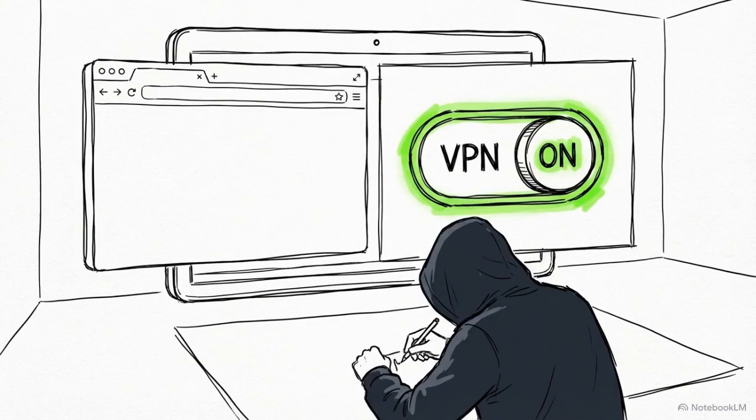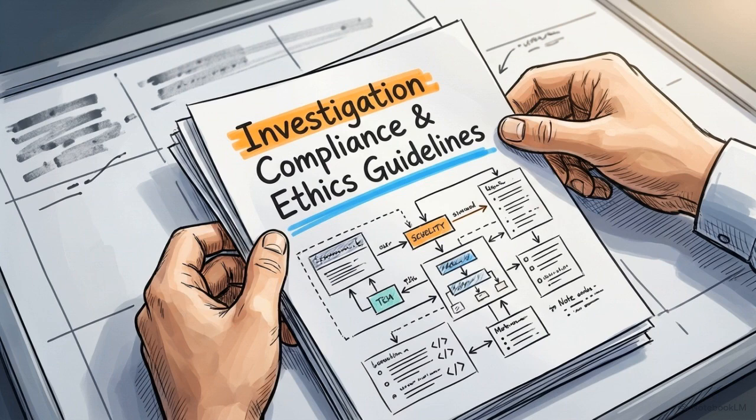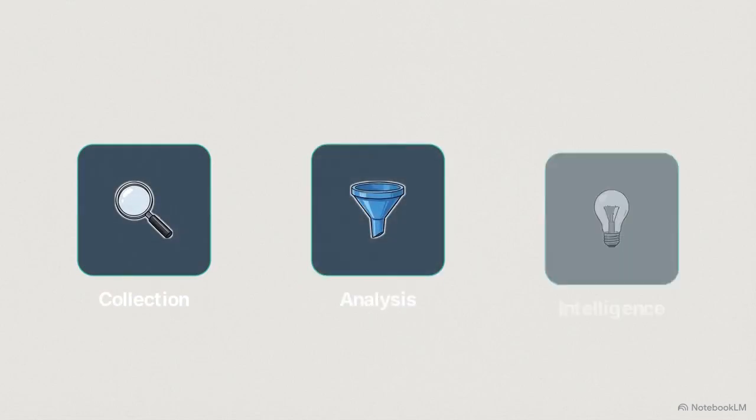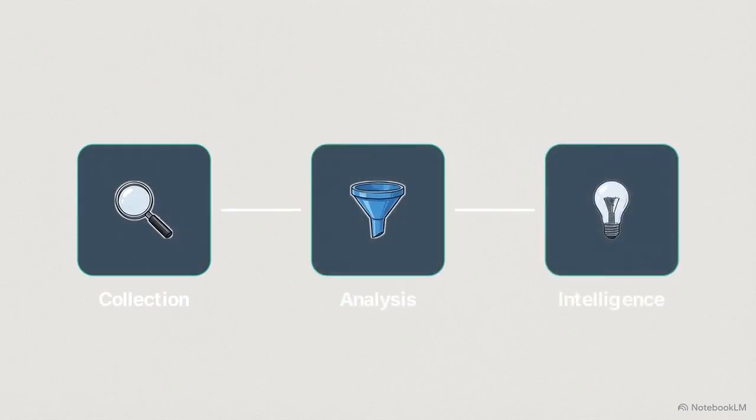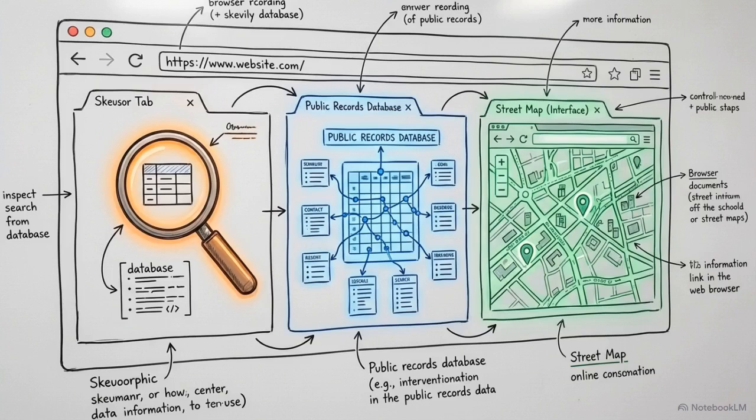To execute this process, you need a web browser, a virtual private network, and a strict commitment to operating within ethical and legal boundaries. Investigation is the process of collecting, analyzing, and turning public information into intelligence. Every tool we use is a specific step in a larger sequence of data gathering.